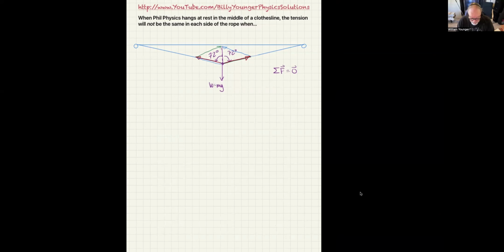So, as we can see, when Phil Physics hangs dead center on the clothesline, the two tensions are at exactly the same angle, and because they're at the same angle, they have to be equal in magnitude. So that means the tensions would be the same. If, however, that Phil Physics had happened to hang from the clothesline at a different location so that it wasn't centered, then the angle between the vertical and the rope in each case would be quite different.